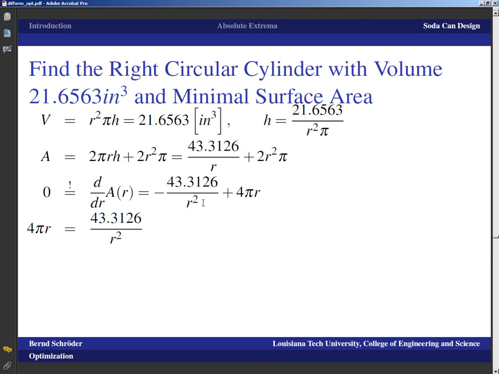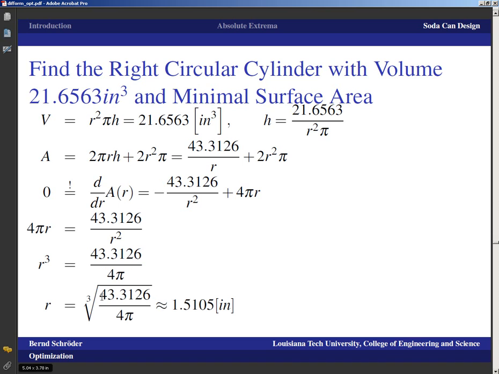And if we set that equal to 0, well, we bring the negative stuff over, and I guess just flip sides. We get 4 pi r being 43.3126 divided by r squared. Bring the r squared over, we get an r cubed, and so r cubed is supposed to be equal to, after we divide by this 4 pi out front here, 43.3126 divided by 4 pi. And that means that r is the third root of 43.3126 divided by 4 pi. And yes, we use a calculator for that. That's approximately 1.5105 inches.